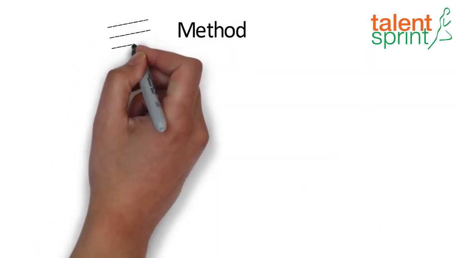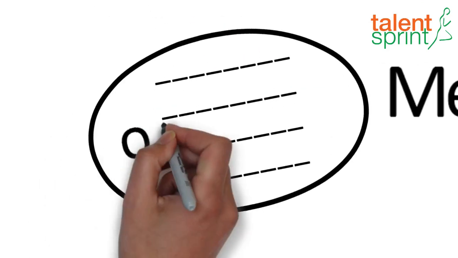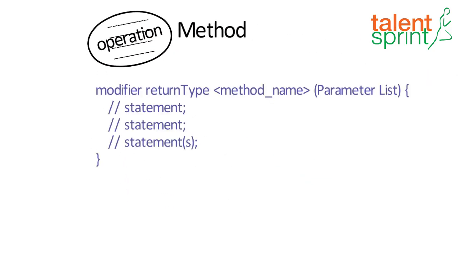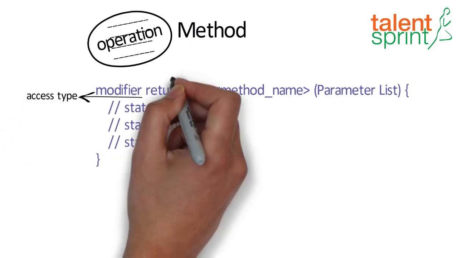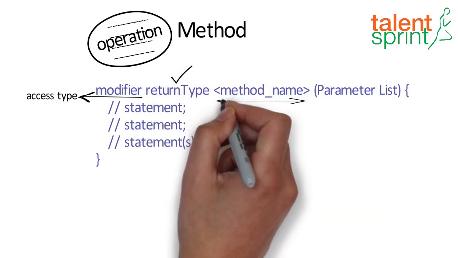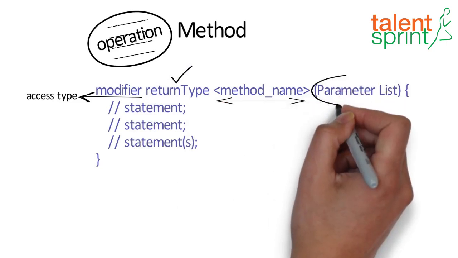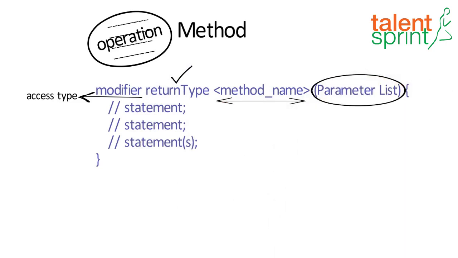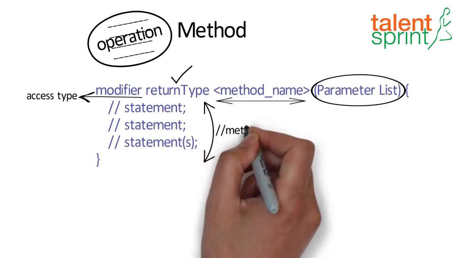A Java method is a collection of statements that are grouped together to perform an operation. The syntax shown here includes modifier, which defines the access type of the method and is optional to use. Return type, which specifies what value is returned by the method. Name of the method. Parameter list, which lists the value that needs to be passed to the method. And finally, the method body that defines what the method does.